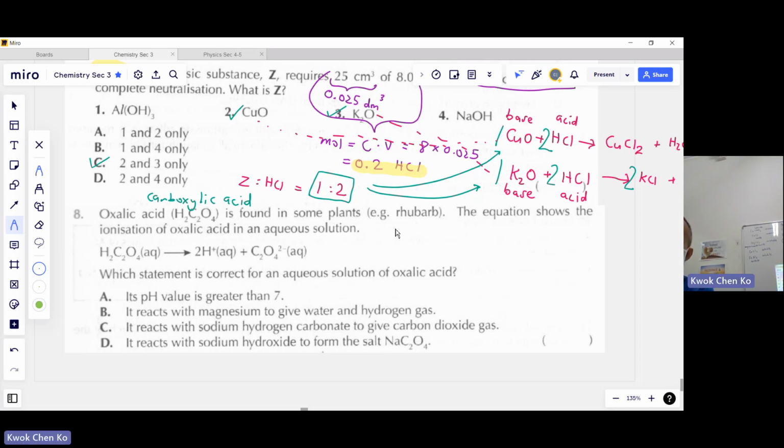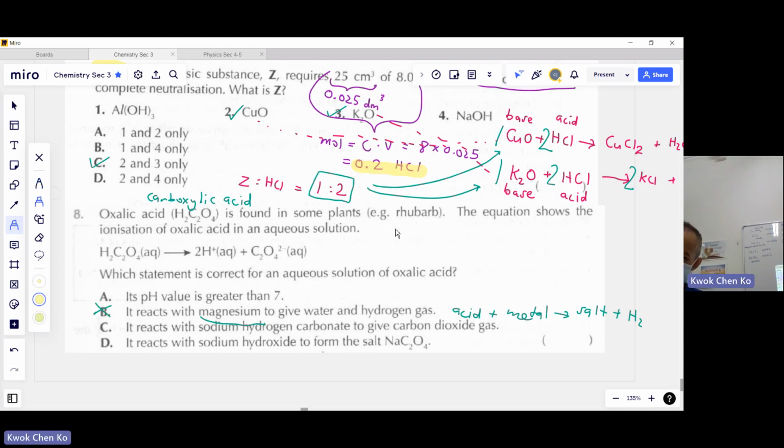This one is not easy. Xingye, your answer? B. B for boy. Come. Magnesium is a metal. Oxalic acid is an acid, right? Acid plus metal. Xingye, what does it give you? Salt and hydrogen. Would you get water? No, no water. So B is wrong.